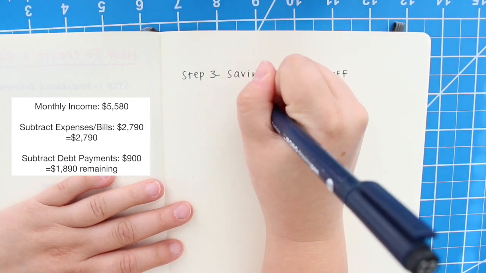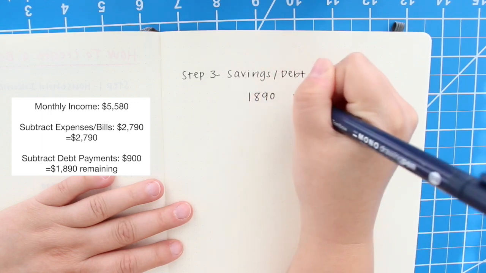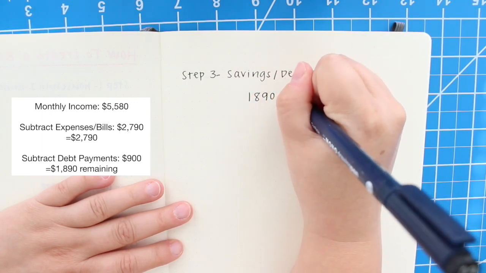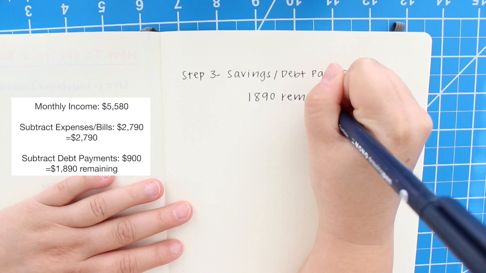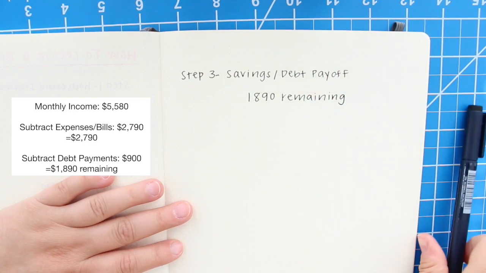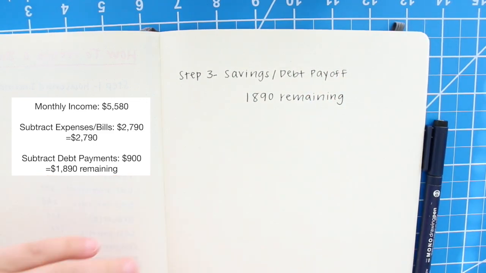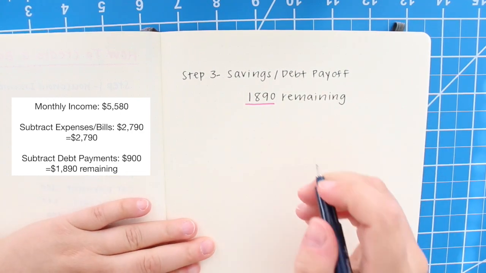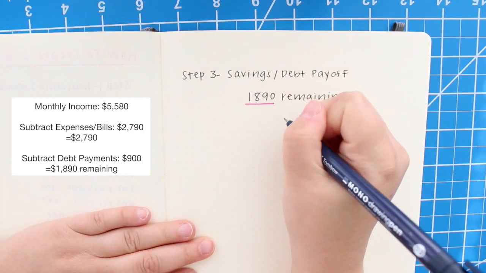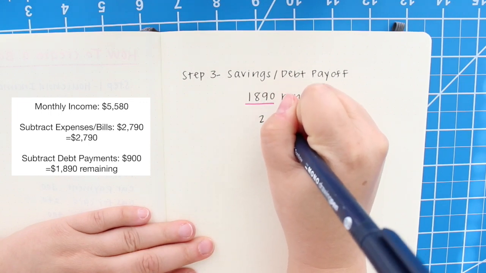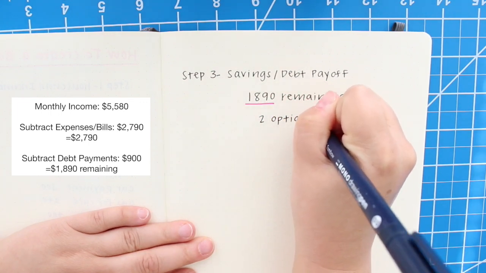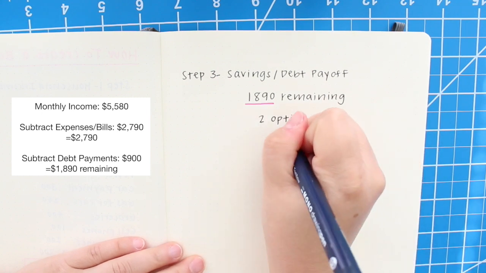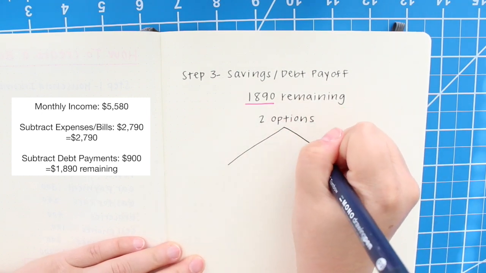Okay, so for step 3, this is where we're really going to focus on increasing your savings account and paying off your debt. Now, debts can include credit cards, student loan payments, car payments, anything that you have kind of hanging over your head that you would like to get rid of. Of course, any amount of debt that you pay off, whether it's $100 on a credit card or a $4,000 student loan payment, is going to help your credit score.